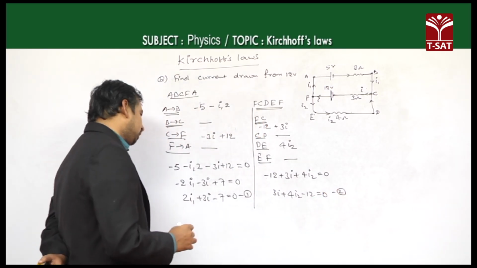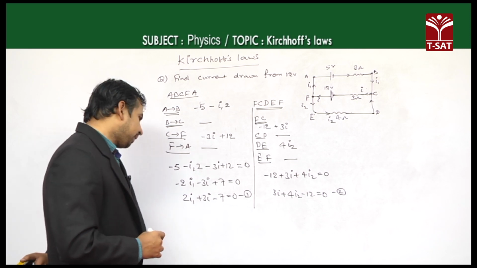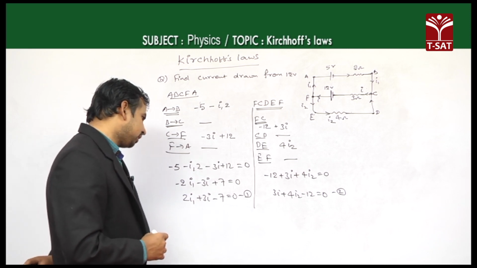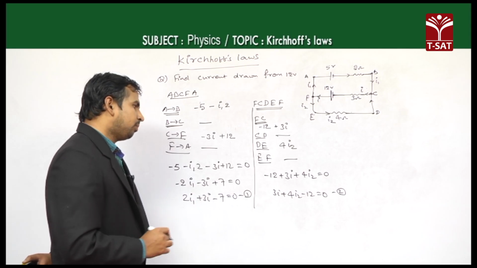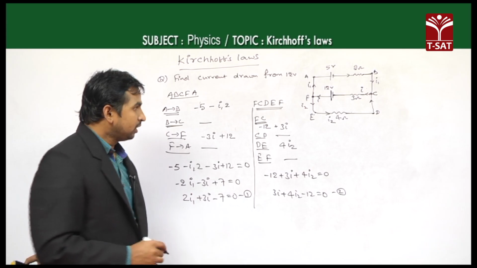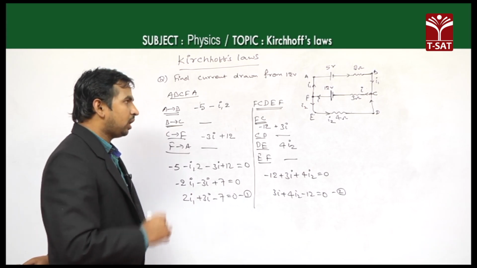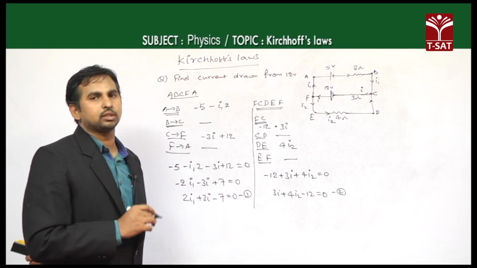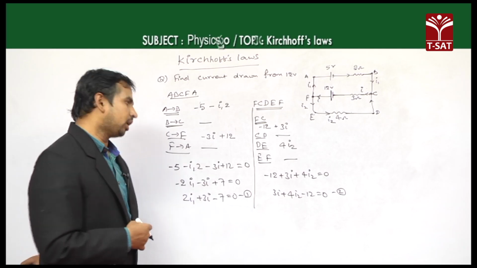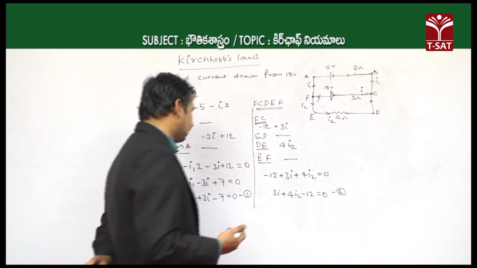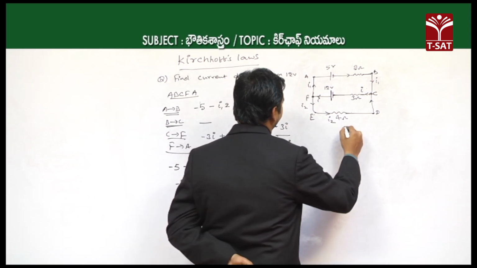Now we have both the equations: 2I1 plus 3I minus 7 is equal to 0, and 3I plus 4I2 minus 12 is equal to 0. And not only that, we know that I is the sum of I1 and I2, so I is equal to I1 plus I2.